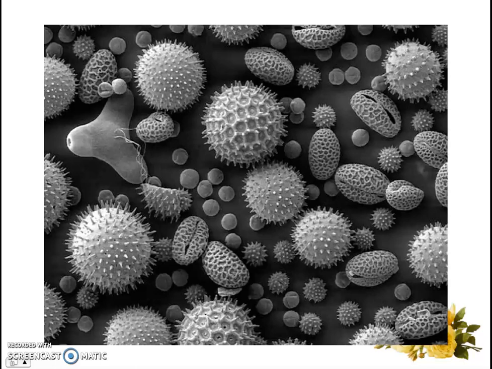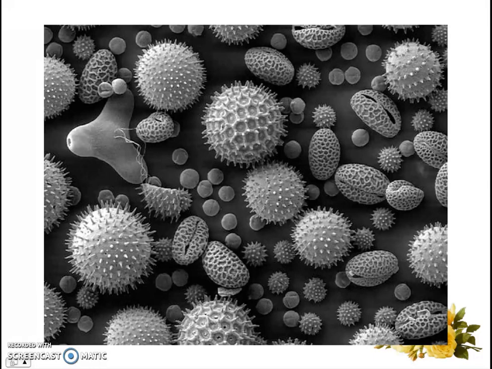What are these strange-looking objects? They look like fruits from some alien planet. Well, you might have guessed it. These are pollen grains, pollen grains under the electron microscope. And they come in so many different shapes and sizes.